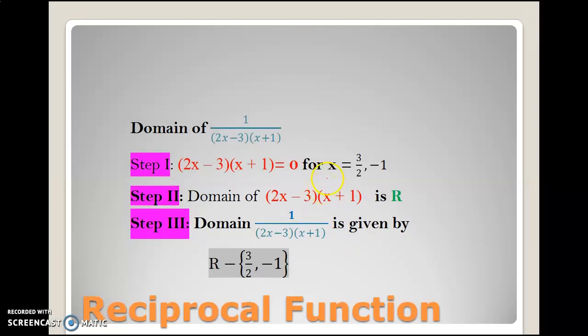1 upon (2x minus 3) into (x plus 1). (2x minus 3) into (x plus 1) is equal to 0 for x equal to 3 by 2 and minus 1. And (2x minus 3) into (x plus 1) is also defined for all real numbers. Therefore, the domain of the given function is R minus the 2 points 3 by 2 and minus 1.